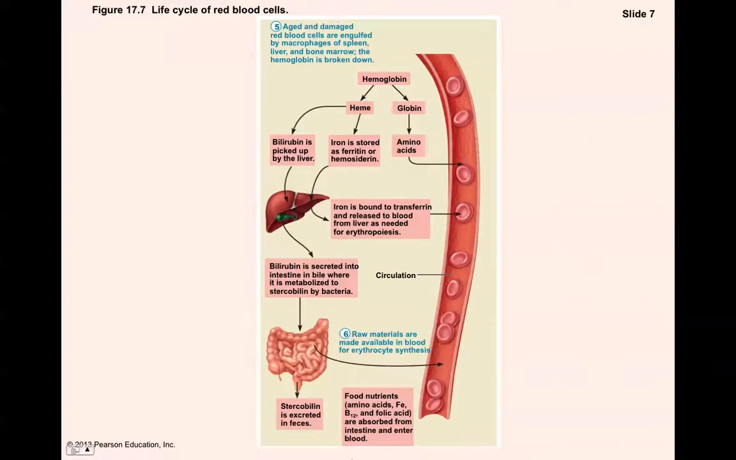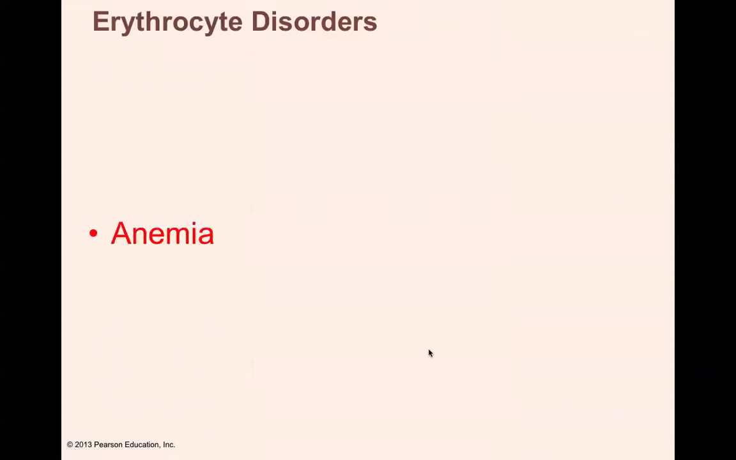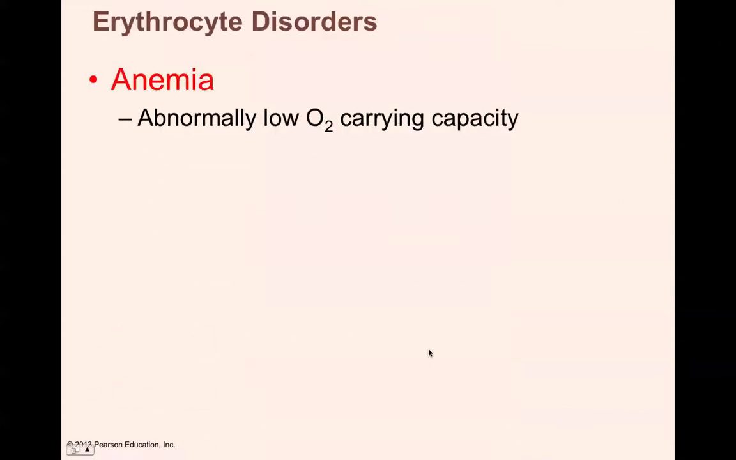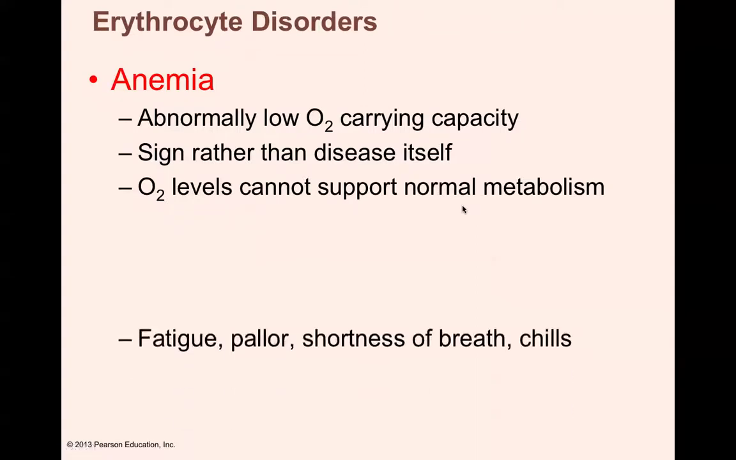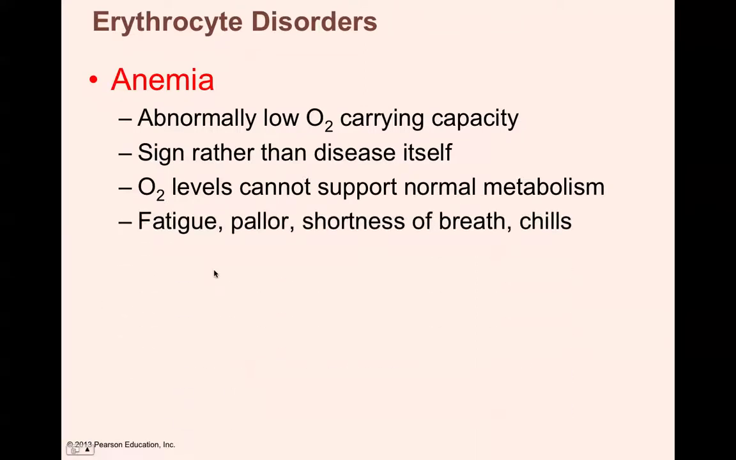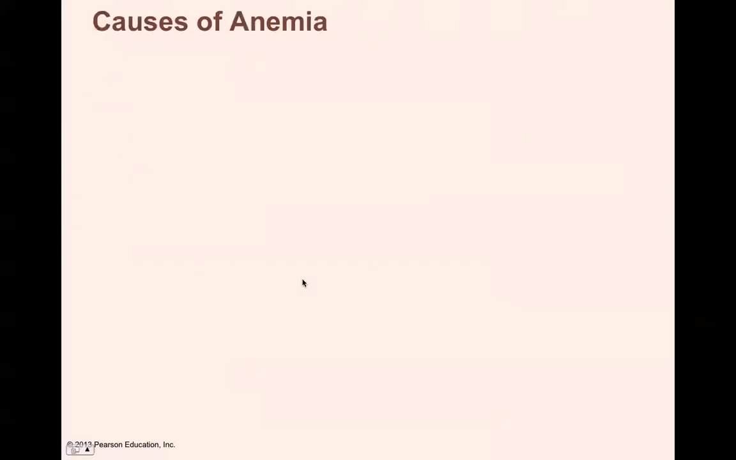Okay, so this is actually the bottom part of that figure, which we went over already. Erythrocyte disorders, anemia. Anemia is the term for abnormally low oxygen carrying capacity. It's a sign rather than a disease itself. So there could be one of several different types of causes for anemia. The O2 levels in the body cannot support normal metabolism. The person will experience fatigue, pallor, that means they'll be very pale, shortness of breath, and chills.